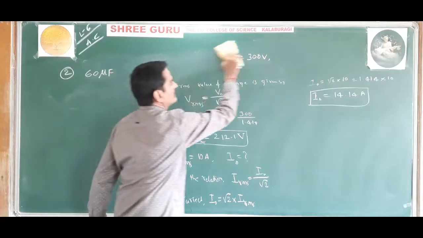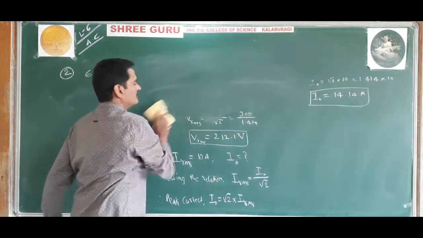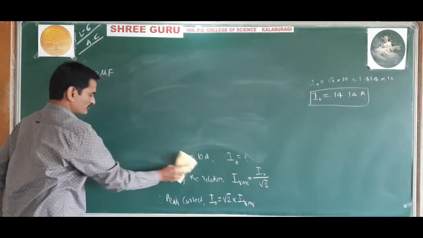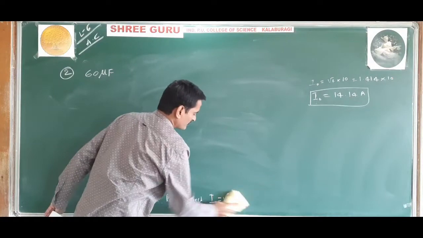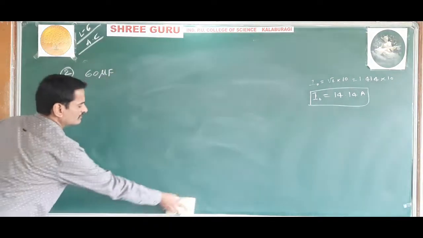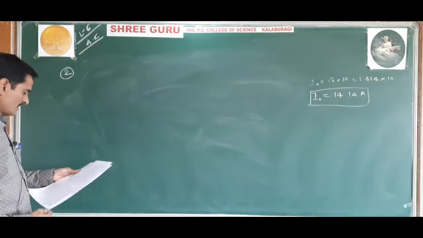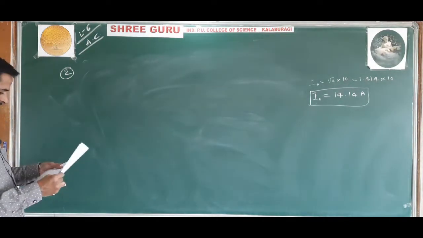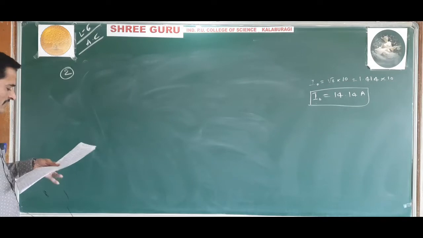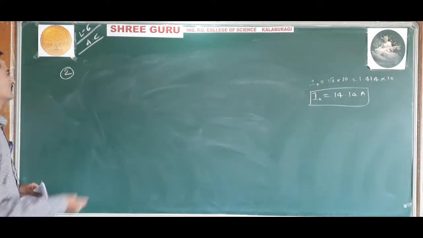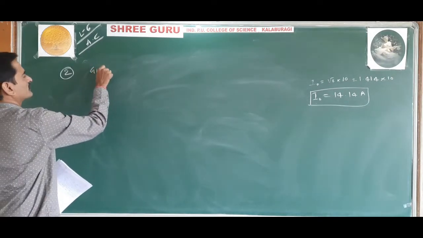First, read the question and write the given data. Read the question properly, write the given data, understand the situation, then you will get the answer. So what have they given? A 60 microfarad capacitor is connected to a 110 volt. That is given.